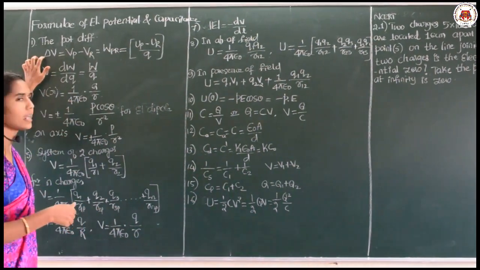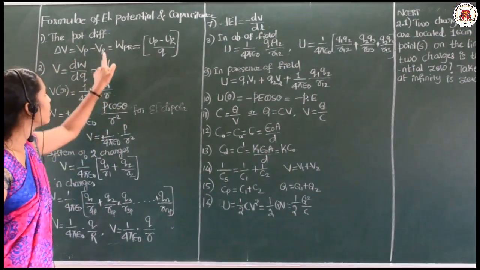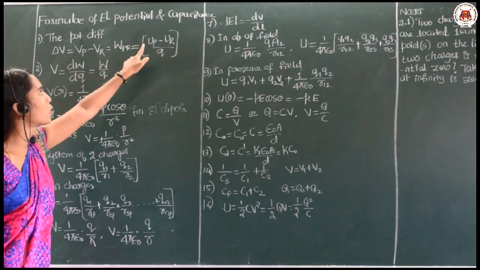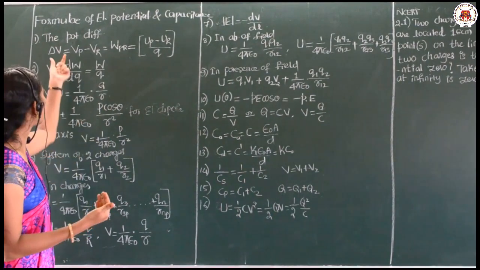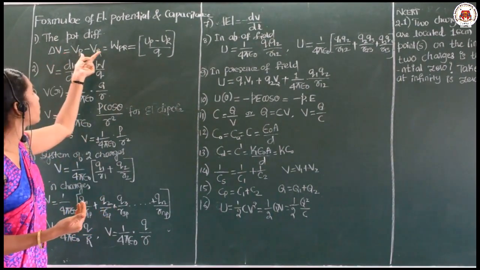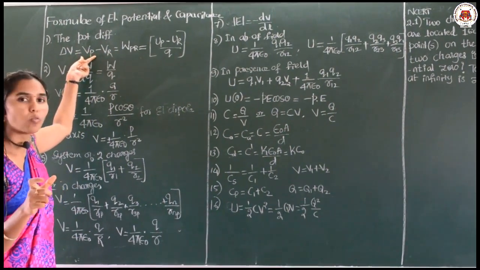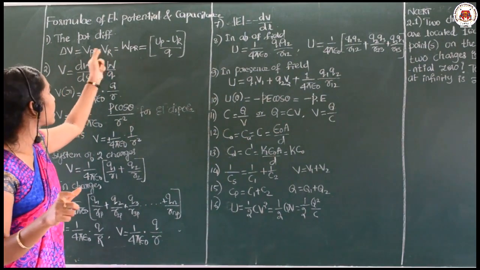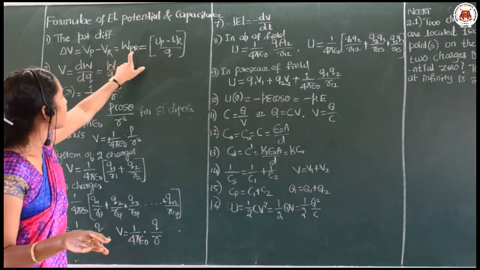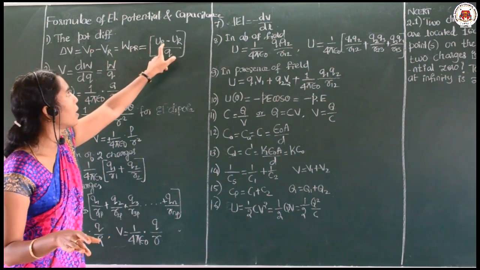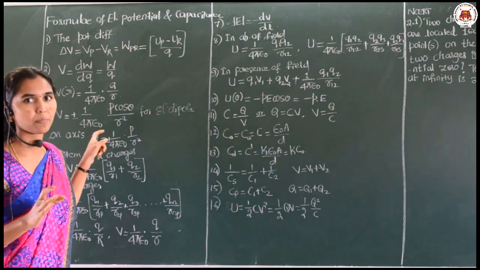The first formula here is delta V is equal to Vp minus Vr is equal to Wpr is equal to Up minus Ur upon Q. What does it mean? It is the potential difference between any two points. Difference means the potential of one point minus another point, and that can be given as the work done. Remember that. That work done is nothing but the potential energy difference per unit charge, right?